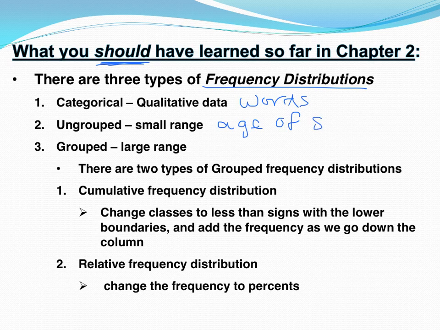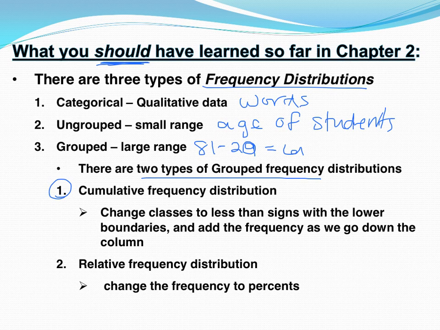And then our grouped data is going to have a large range. So that was the actresses that won the Academy Award. The oldest I think was 81, the youngest was 20. And when you do the range of that, you get 61, which is a large range. What's getting confusing for you guys is the fact that there are 2 types of grouped frequencies. There's cumulative, which hopefully you guys have practiced and mastered, and then there's relative.